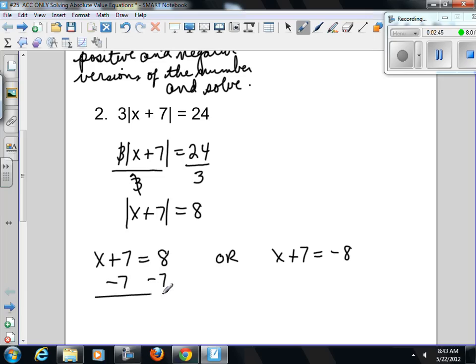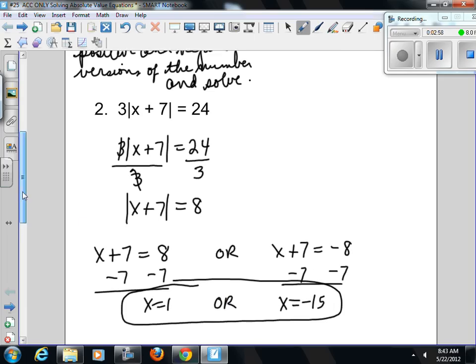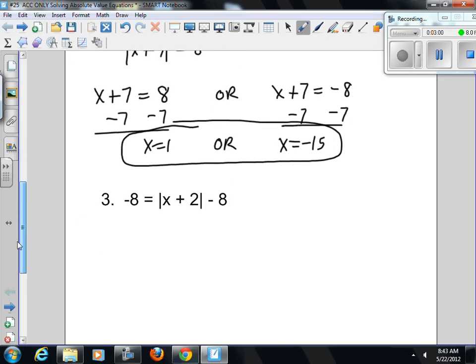Subtract 7 from each side, and we have x equals 1. The other one, subtract 7 from each side. We have x equals negative 15. Put the word or in between them. So either x equals 1 or x equals negative 15 will work.